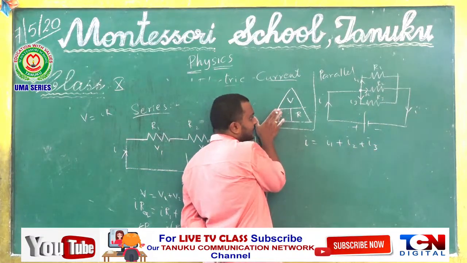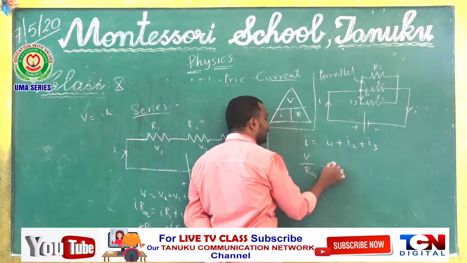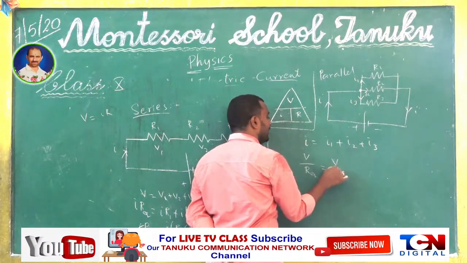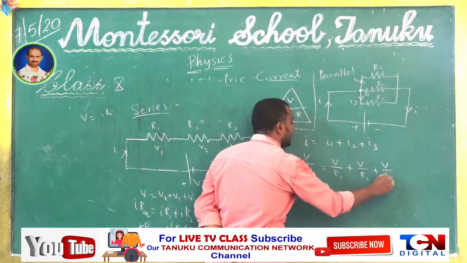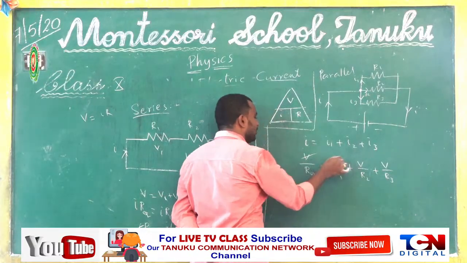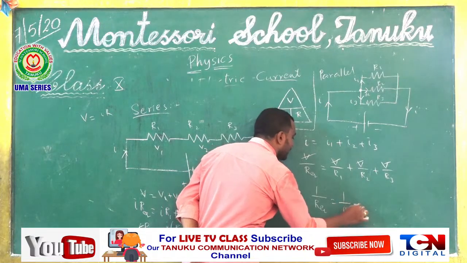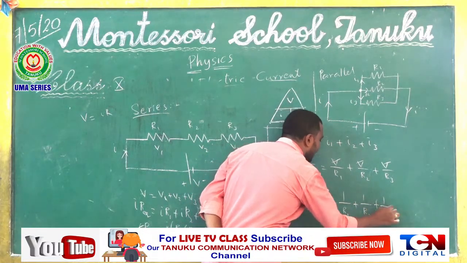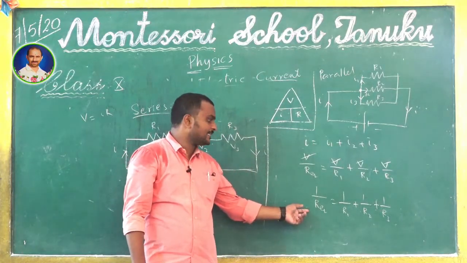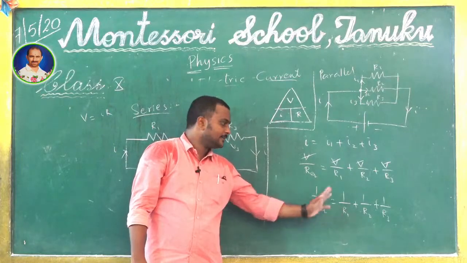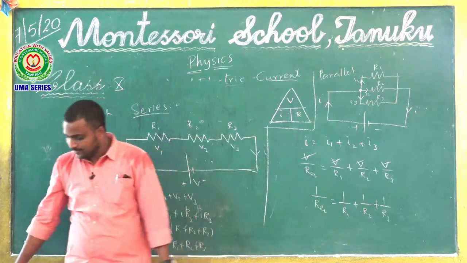What is the formula for I? I is equal to V by R. So it is V by R equivalent is equal to I1, which is V by R1, plus V by R2 plus V by R3, and V is common, so V gets cancelled. So 1 by R equivalent is equal to 1 by R1 plus 1 by R2 plus 1 by R3. So what we can say? We can say that the reciprocal of the equivalent resistance is equal to the sum of the reciprocals of individual resistances. Okay. Next.